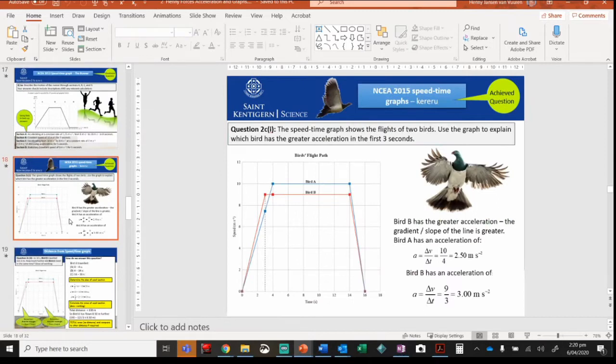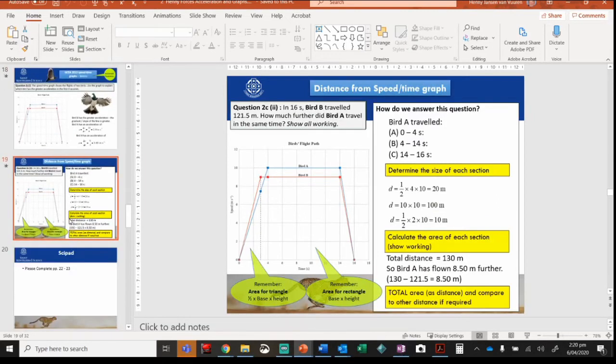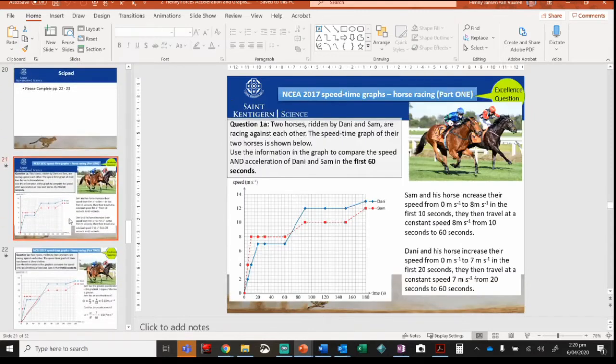Thanks to everybody who was on the call. On the call, we talked about the kereru here, and we basically called it a day when we got to this question here. So, let's have a quick look.